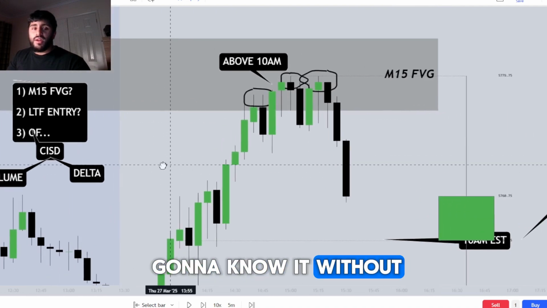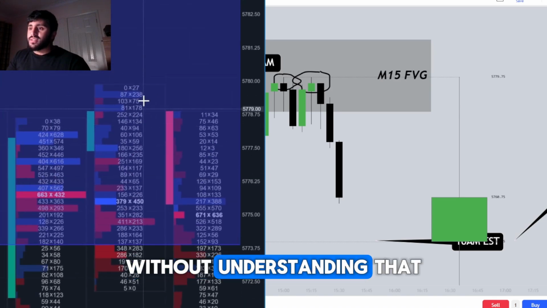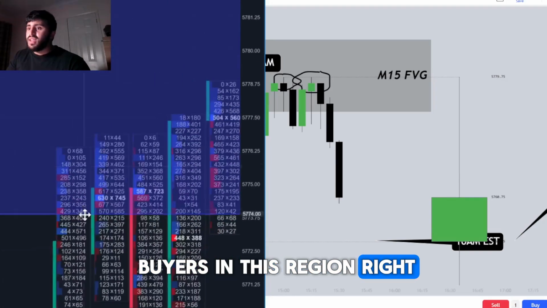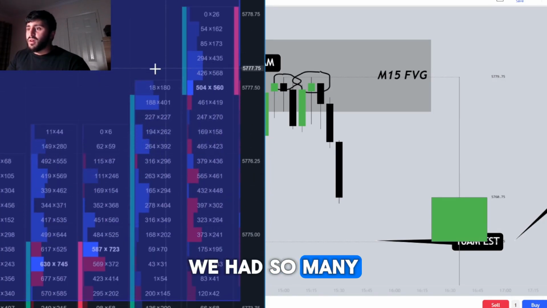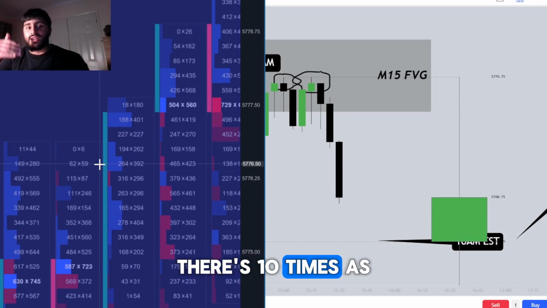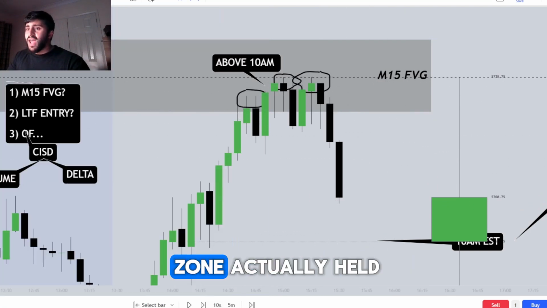Well, you're not going to know it without looking for the correct CISD. You're not going to know that without understanding that there are so many buyers in this region and so many buyers in this region. Even coming into the zone, we had so many buyers. We had 18 for 180. That's a 10x. There's 10 times as many aggressive buyers as there are sellers. But when we look at whether the zone actually held.